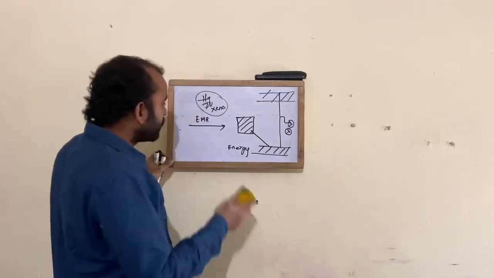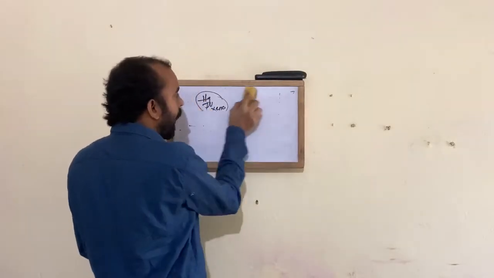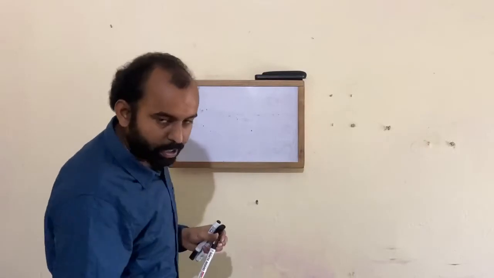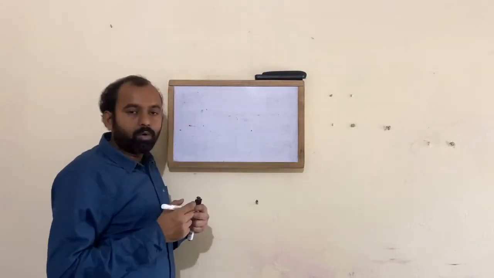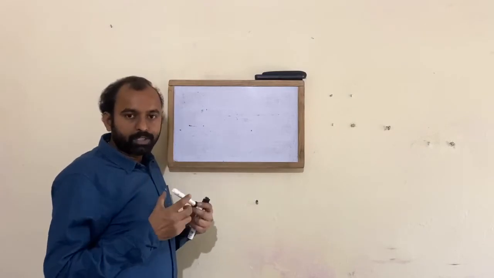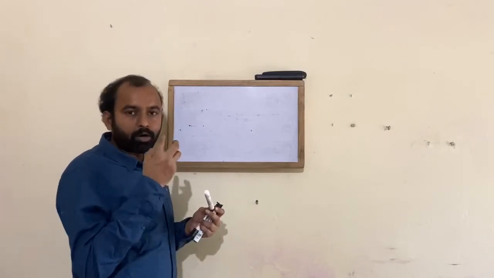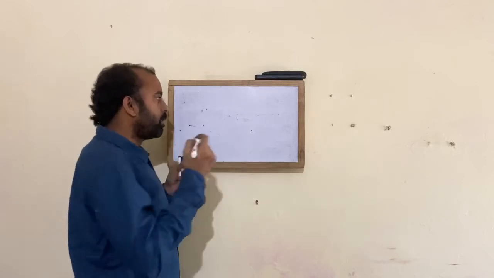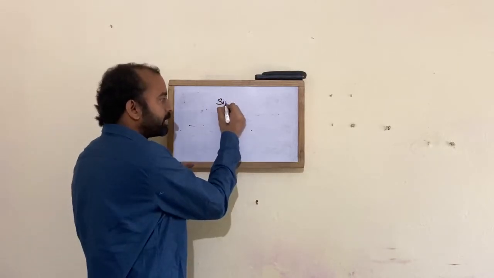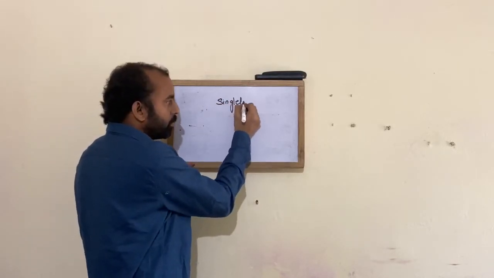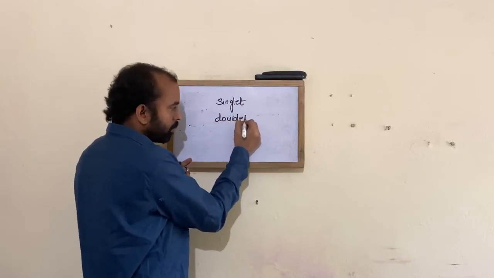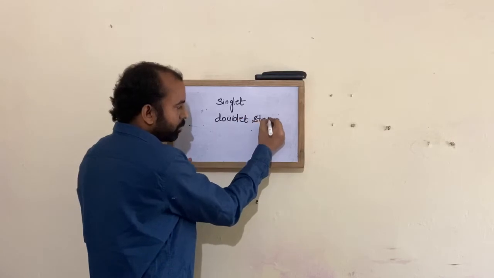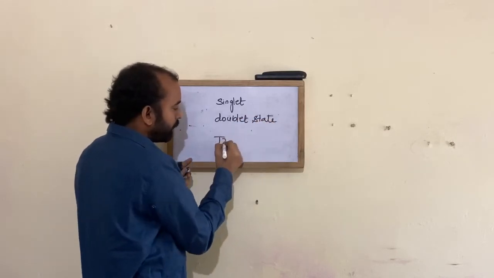Now let us see what exactly happens in fluorescence spectroscopy. Before going into it, you need to know the different types of states of your electronic parameters and how they exist. One is the singlet state, one is the doublet state, and another one is the triplet state.